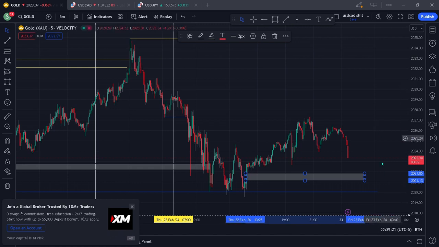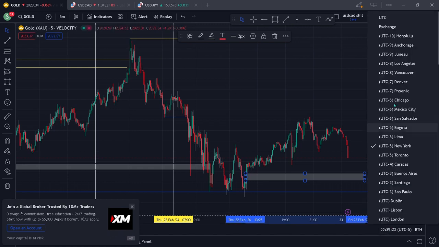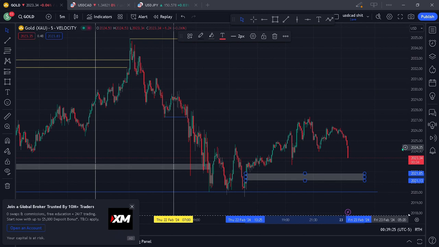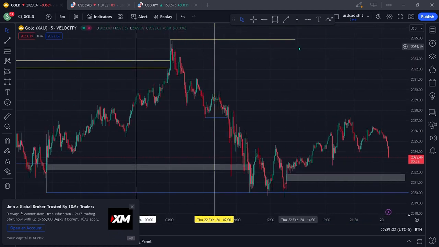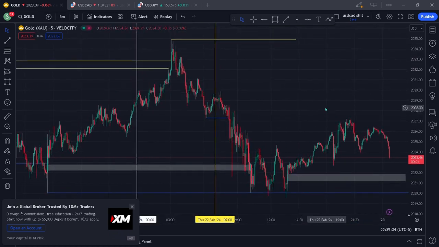So first things first, we're using ICT concepts, and always make sure your chart is set to New York. Reason being, all ICT concepts work with New York time. Secondly, you want to add a line at 12 midnight and 7 a.m. What's that going to do for you? It's going to make sure that you have the London session on your left hand side of 7 a.m.